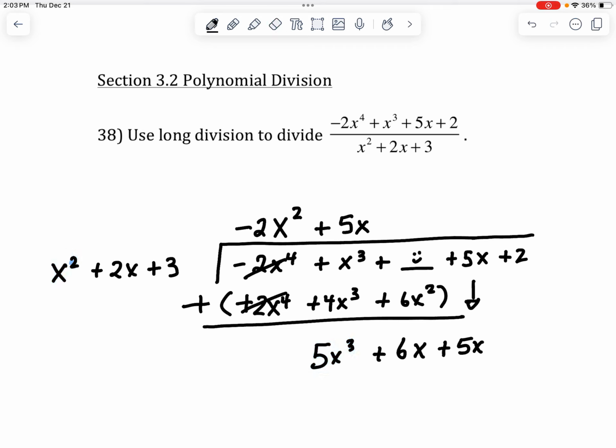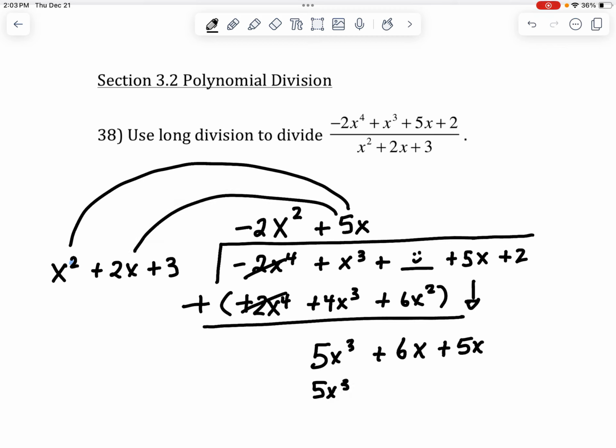So when you distribute this 5x, that is going to be 5x cubed. And then this will be 10x squared. I forgot to write my squared on this guy. And then we have 10x squared. And then when you distribute to the 3, that's going to be plus 15x.